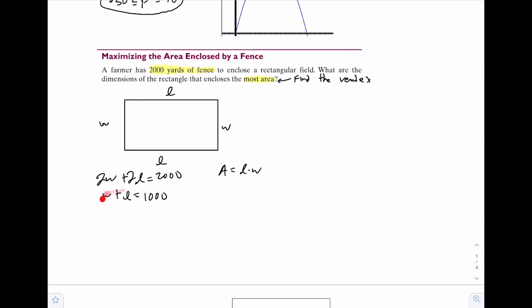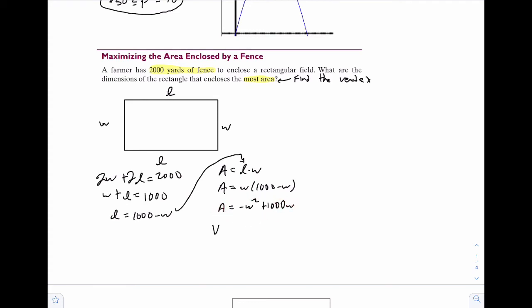So what we're going to do is take this equation and solve for a variable. It doesn't matter which one. I'll solve for L. That's 1,000 minus W. I'm going to plug that in right there. So notice what's happening here. Because we're plugging in, we're about to create a quadratic. This is negative W squared plus 1,000 W. And if you have a quadratic, you can find the vertex. So what we just did is we created an area formula given these restrictions.